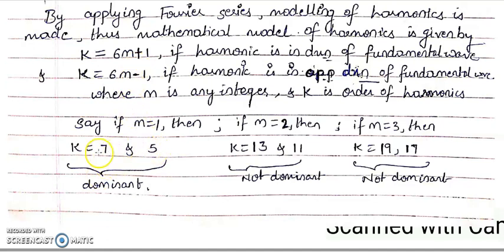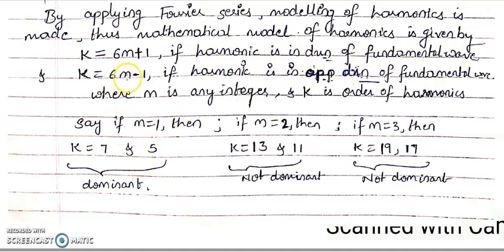Now we shall see which of these two harmonics, that is the 5th as well as the 7th, is in the direction of the fundamental waveform or opposite to the direction of the fundamental waveform. Very simple. Just see when you substitute m is equal to 1, 6 plus 1 is 7. So I am going to use the plus sign. Plus sign means it is in the direction of the fundamental waveform. So what I can say is the 7th harmonic is in the direction of the fundamental waveform.